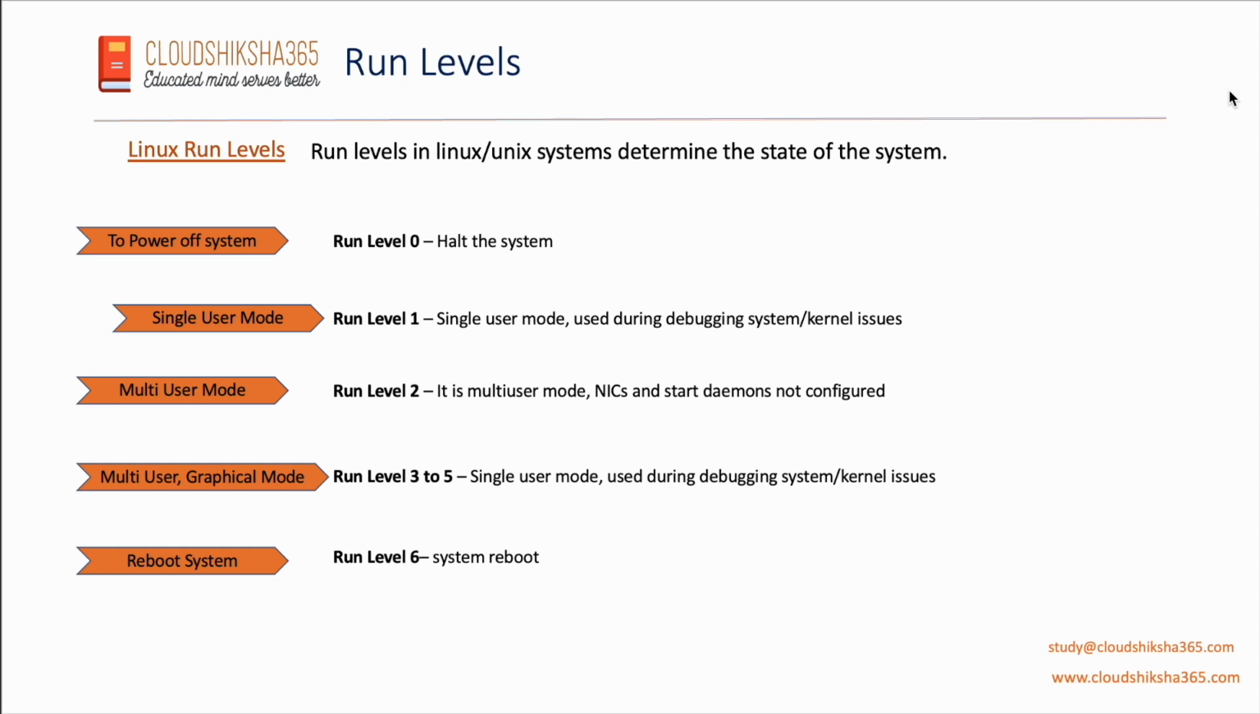Like run level 0 is used to halt the system, run level 1 is a single user mode, and so on. So in this short chapter, I will be explaining what these run levels are and how we can use different run levels under what scenario.